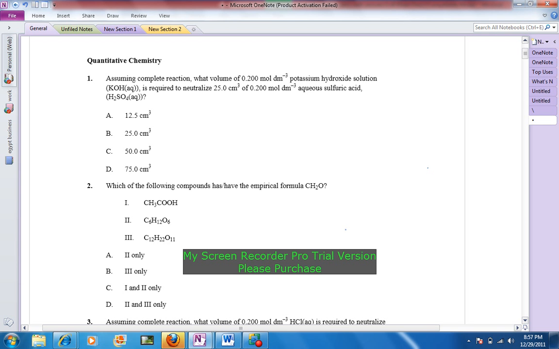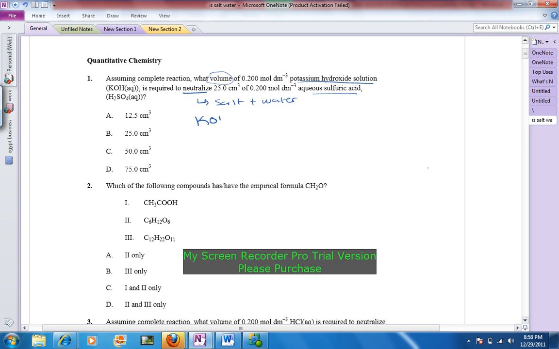Okay, so let's begin. For the first question, you can see straight away that it's a neutralization reaction between potassium hydroxide solution and aqueous sulfuric acid. Neutralization reaction gives you a salt and water. Okay? So first thing you do, since you know that they're asking for the volume of potassium hydroxide in this neutralization reaction, you write out a balanced equation.